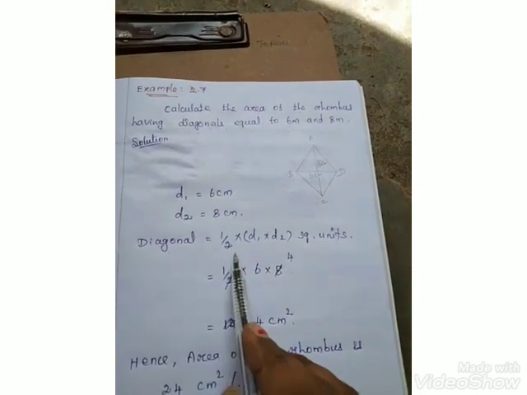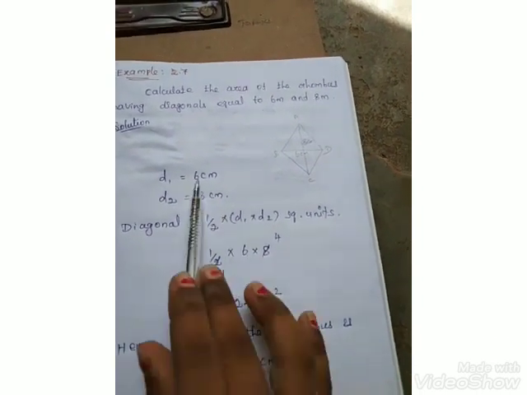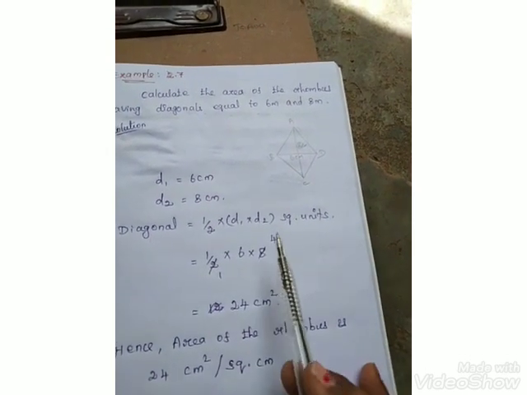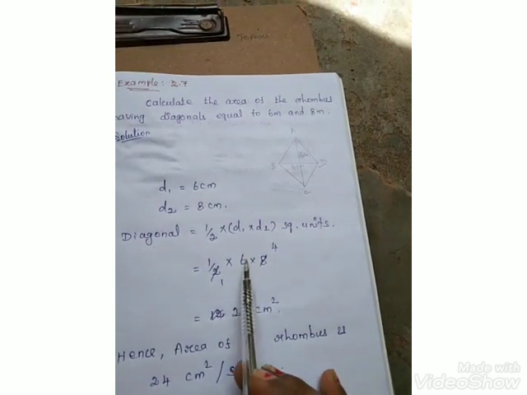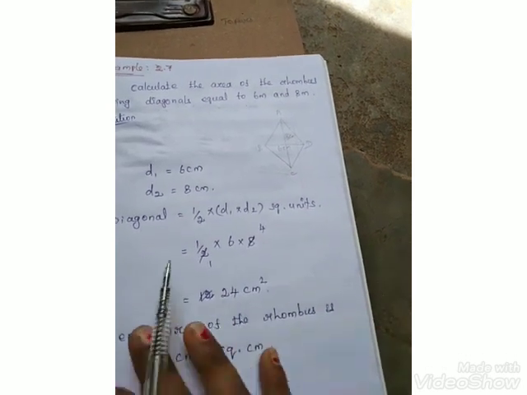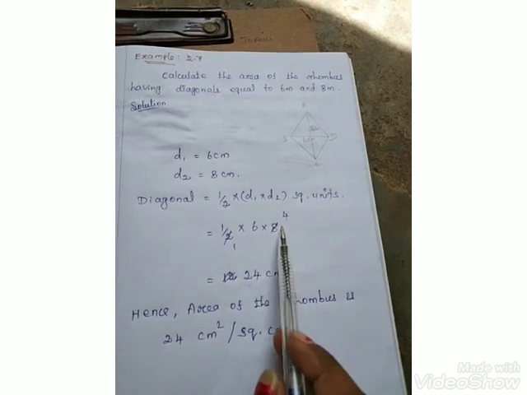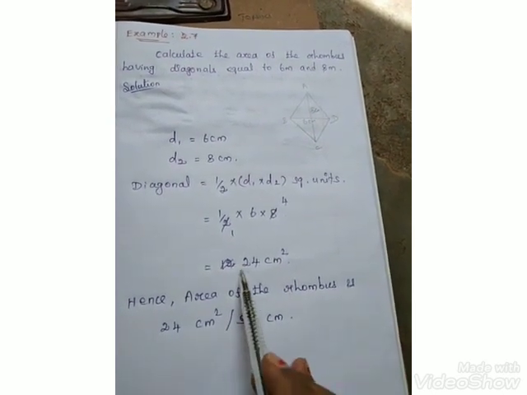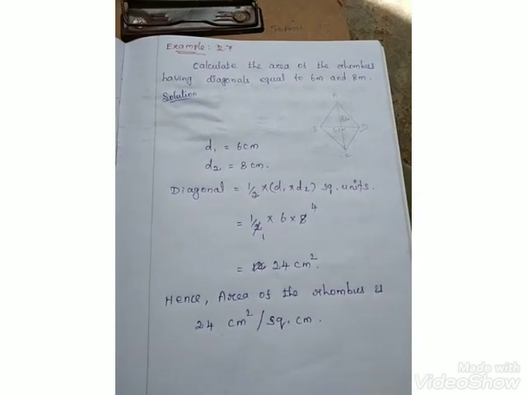The diagonal formula is half into d1 into d2 square units. 1 by 2 into diagonal 1 is 6, diagonal 2 is 8. 1 2s are 2, 4 2s are 8, or 1 2s are 2, 3 2s are 6, or 6 8s are 48 divided by 2. If we cancel like that, the same thing, 24 is the answer. Okay? 24. Here centimeter, so centimeter into centimeter, centimeter square. Hence the area of the rhombus is 24 centimeter square or square centimeter. Do you understand?